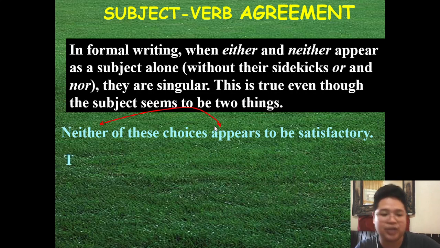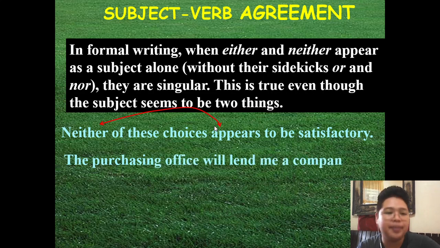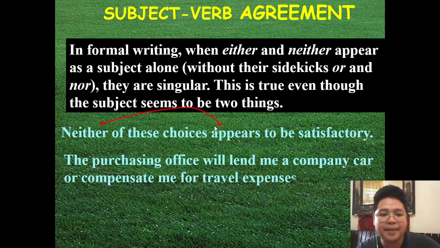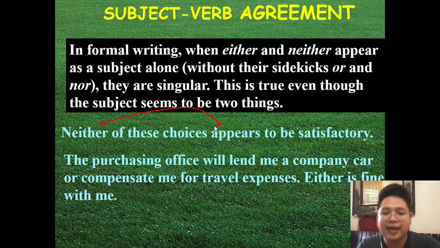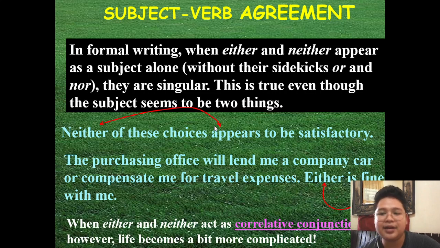Next, the purchasing office would lend me a company car or compensate me for travel expenses. Either is fine with me. Again, in formal writing, either and neither appear as a subject alone. They are singular, so either is fine with me. However, when either and neither act as correlative conjunctions, life becomes a bit more complicated.